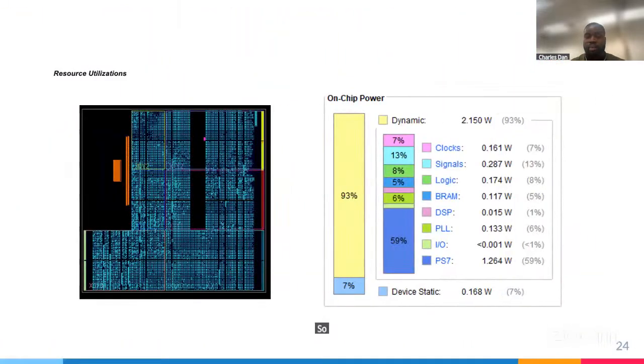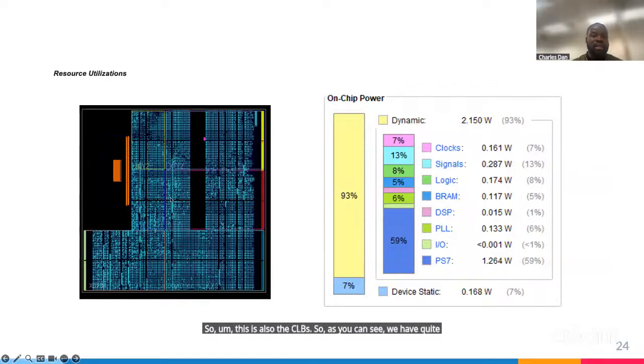So this is also the CLBs. As you can see, we have quite a number of configurable chips. This is more or less the fabric. After the bitstream, it just generates this as well. And on the right side is just the power on chip, so we are able to measure the amount of power that the board is actually utilizing.